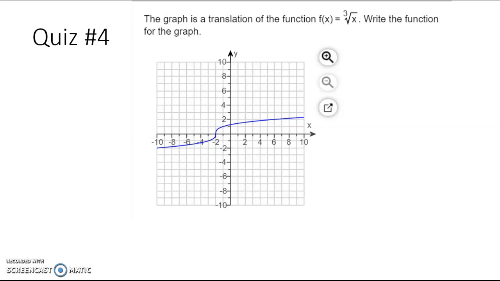Hi class, I wanted to go over the most missed quiz questions, so you could understand what happened with those quiz questions, because if they're on the quiz, they're likely to show up again on a test or something. So here's quiz question number 4.